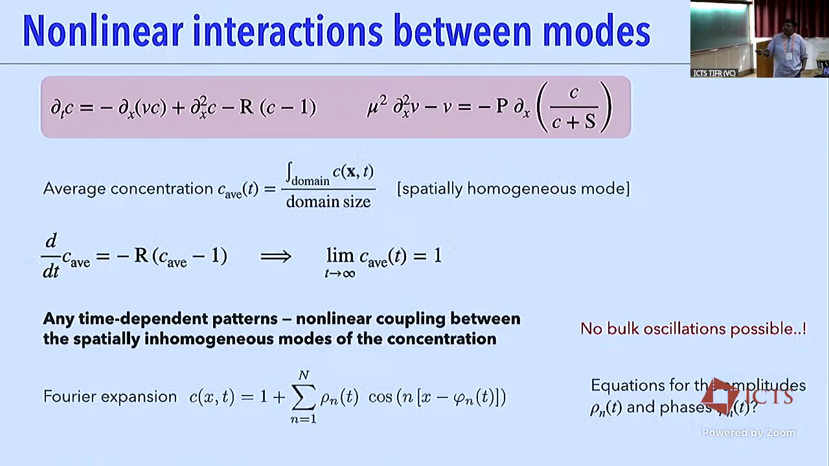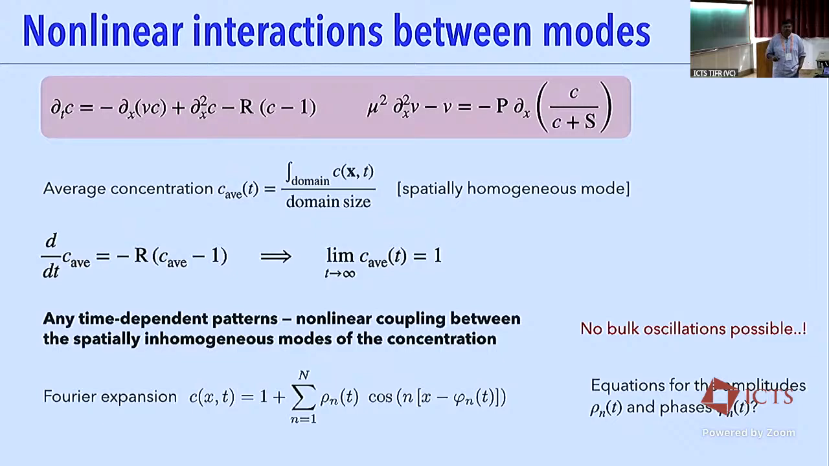So if you look at the average dynamics, let's say you integrate the concentration over the domain. I'm showing this in 1D for simplicity. I'll show you something in 2D in a minute. If you integrate the concentration over the domain and write the corresponding equation for the average, you can show it's a trivial, boring exponential decay. So therefore, any time-dependent pattern that must be coming should really be because of the nonlinear coupling between spatially inhomogeneous modes. It cannot be something which involves the homogeneous mode.